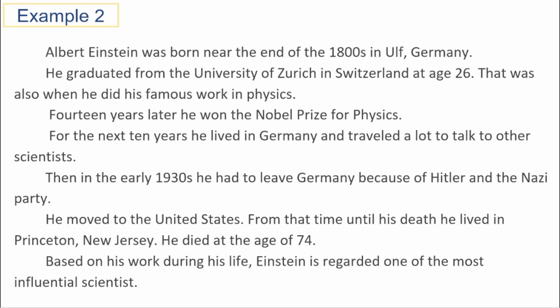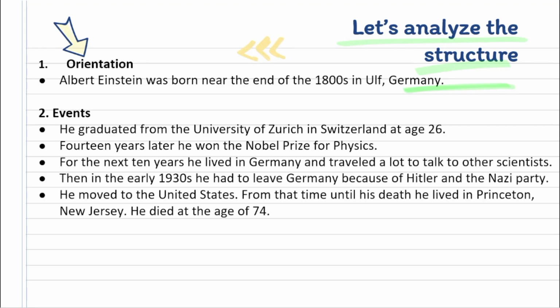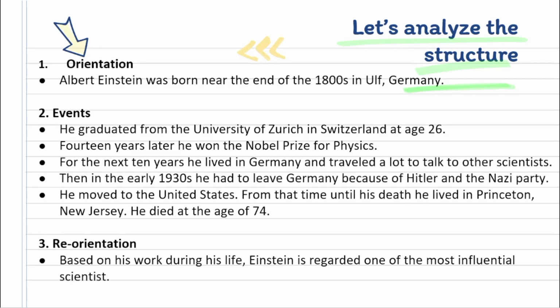Okay, so they are in order. They are told in order. Based on his work during his life, Einstein is regarded one of the most influential scientists. So that's reorientation. Okay, it's clear. Let's analyze the structure. Yes, these are the structures. Okay, you can take a look, the orientation, the events, and the reorientation.